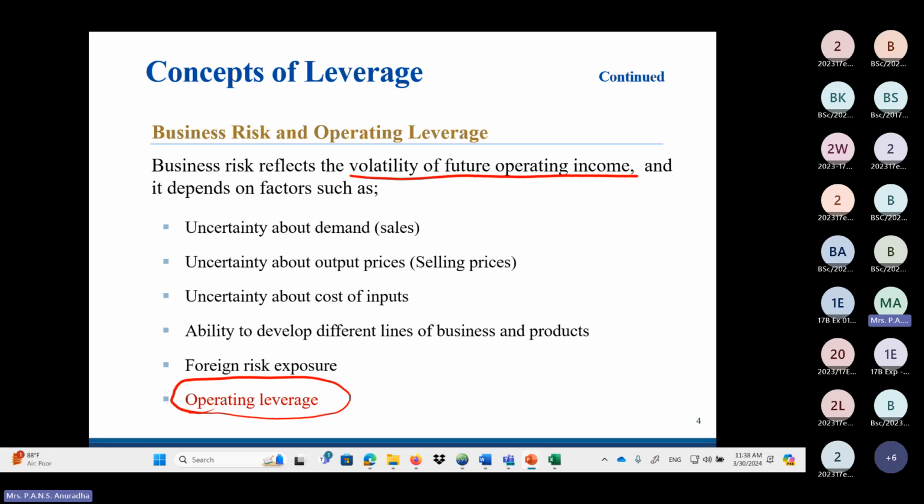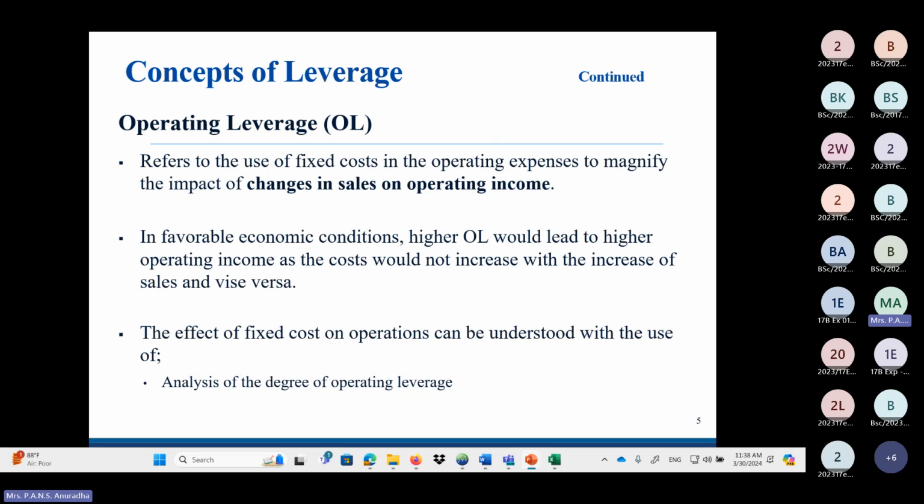In addition to that, one factor is there, that we call operating leverage. So then what is operating leverage? Leverage means use of fixed expenses. So operating leverage refers to the use of fixed expenses in the operating expenses to magnify the impact of changes in sales on operating income. Leverage means use of fixed expenses, so operating leverage means use of fixed expenses in the operating expenses.